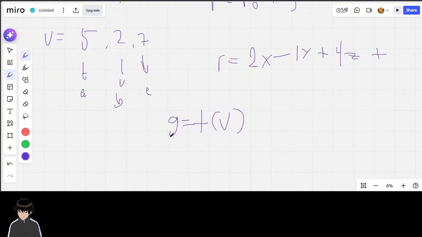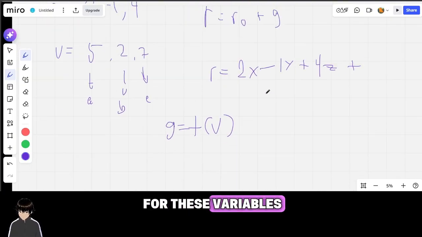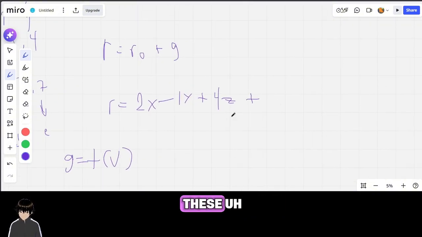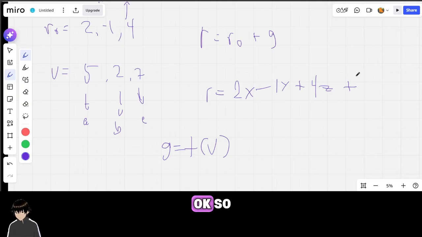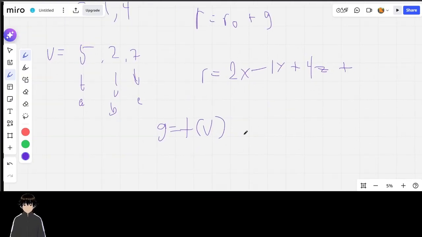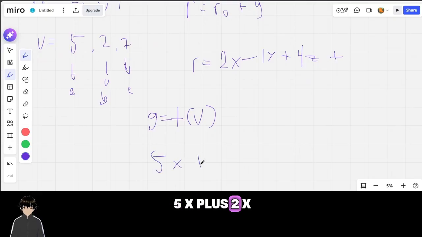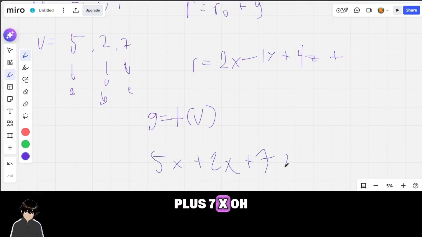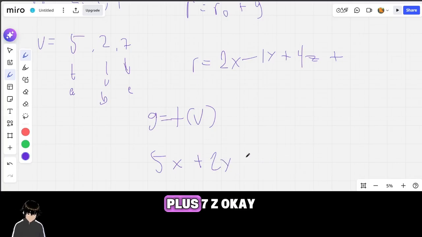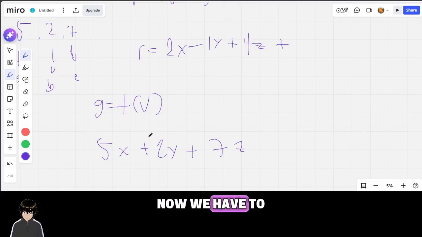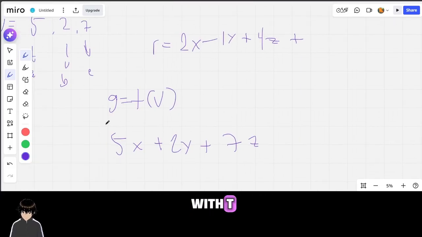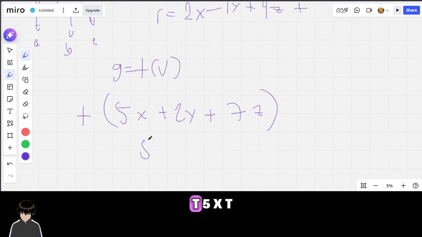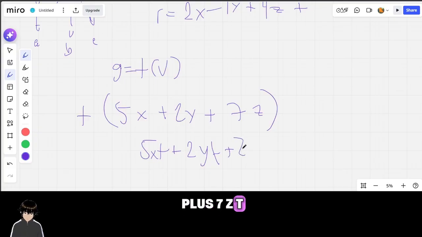Now let's use x, y, z again for the variables of these numbers for v. So we have 5x plus 2y plus 7z. Now we have to multiply all of that by t, so you get 5xt plus 2yt plus 7zt.